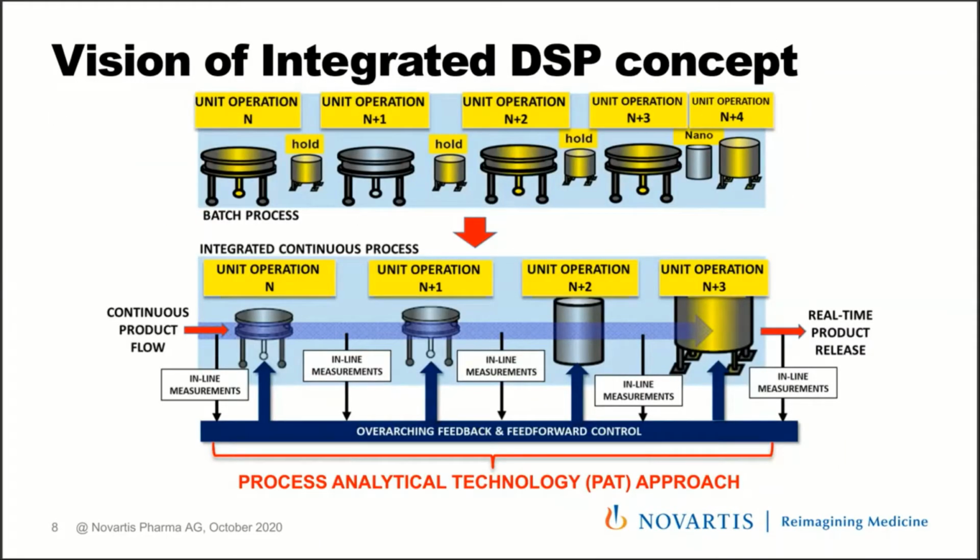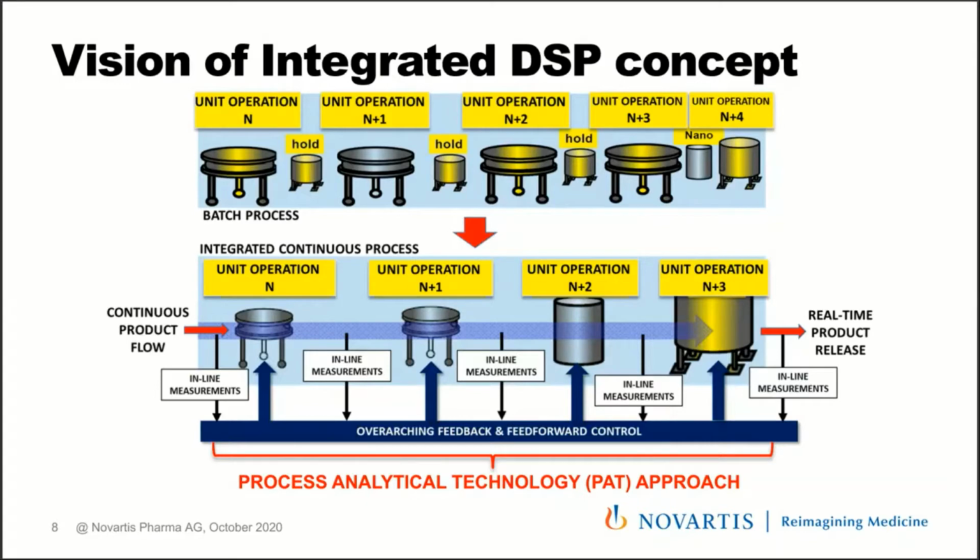So what's then our vision? Yeah, so today we are here, so that's quite normal. We have the discrete process steps with hold tanks between, and really to ensure the integrated and connected approach, we need inline measurements between each step. These inline measurements can feed into our control strategy, for feedback and feed-forward control. So basically, without these tools, this won't really be possible.